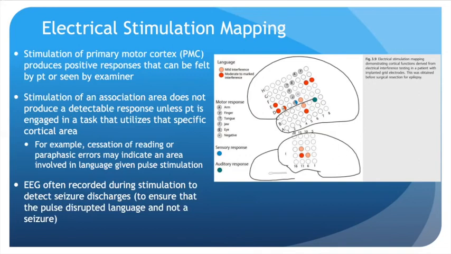Stimulation of the primary motor cortex produces positive responses that can be felt by the patient or seen by the examiner. Stimulation of an association area does not produce a detectable response unless the patient is engaged in a task that utilizes that particular cortical area. For example, cessation of breathing or paraphasic errors might indicate an area involved in language given pulse stimulation. EEG is often recorded during stimulation to detect seizure discharges, to ensure that it's the pulse that disrupted language and not a seizure.